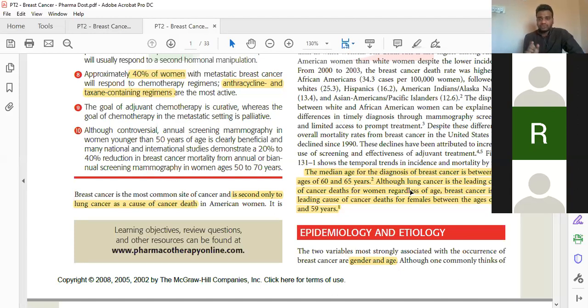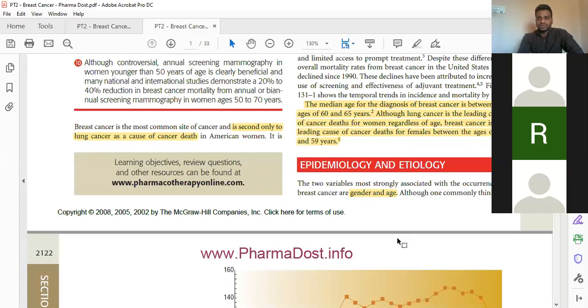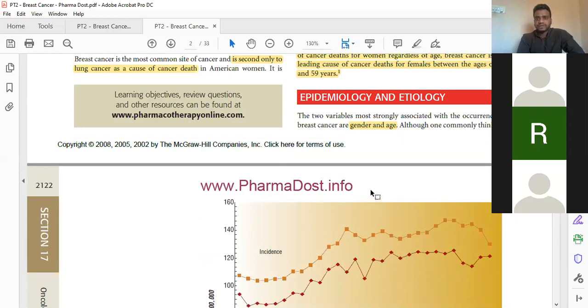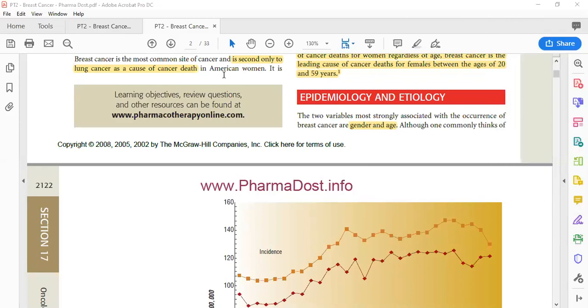But if you see for the particular age between 20 to 59 years, breast cancer is the leading cause of cancer death for females, not lung cancer. So the morbidity and the mortality is still more from breast cancer in this particular age group. That's the point here. So coming to epidemiology and etiology, this was a brief introduction. So the two variables most strongly, just give me a second.